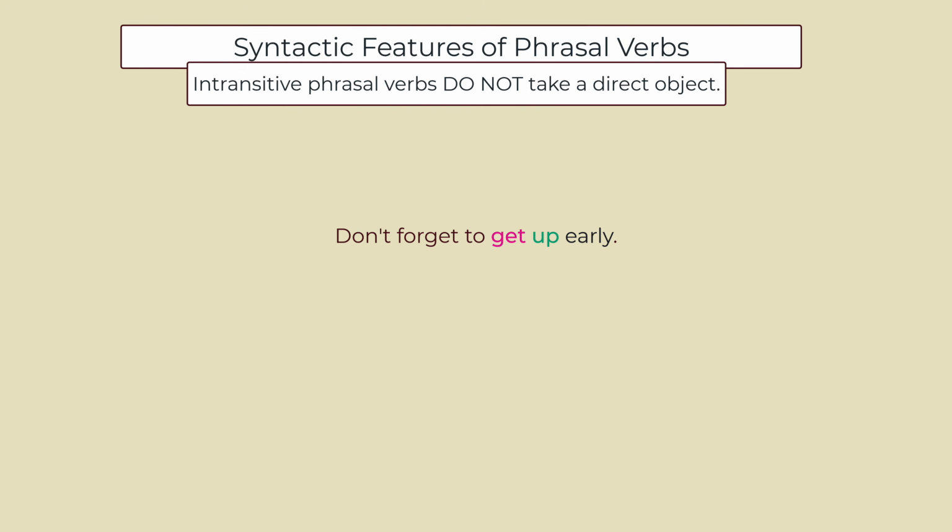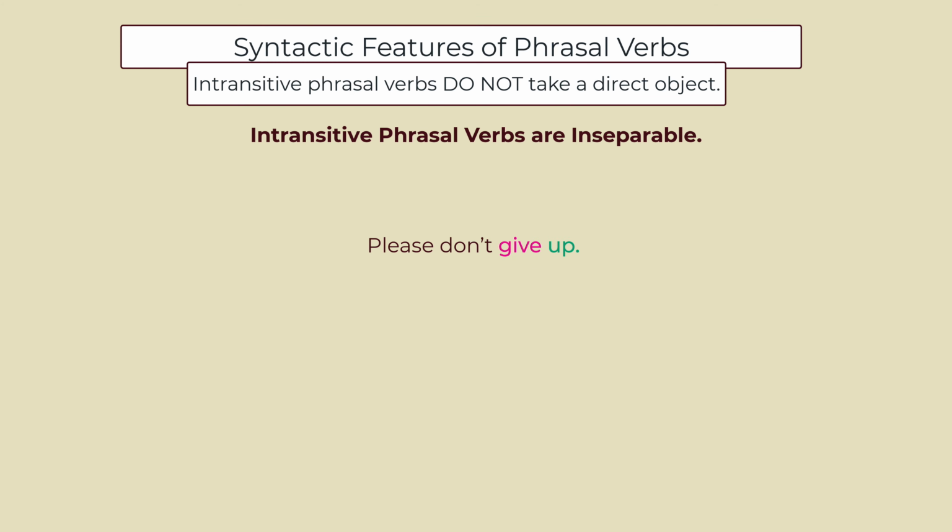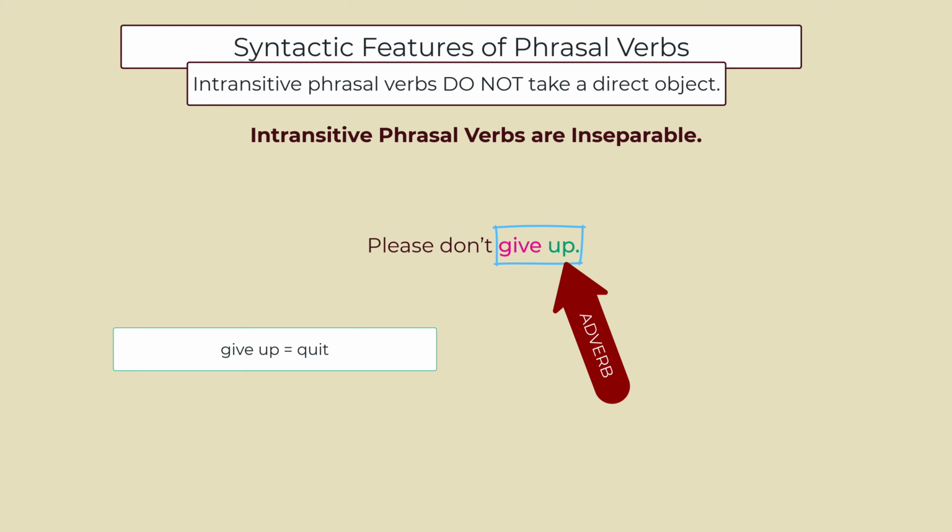There are also intransitive phrasal verbs. These are phrasal verbs that do not take a direct object and are therefore inseparable. Don't forget to get up early. Get up, there is no direct object. Up is an adverb. Please don't give up. Up is an adverb.